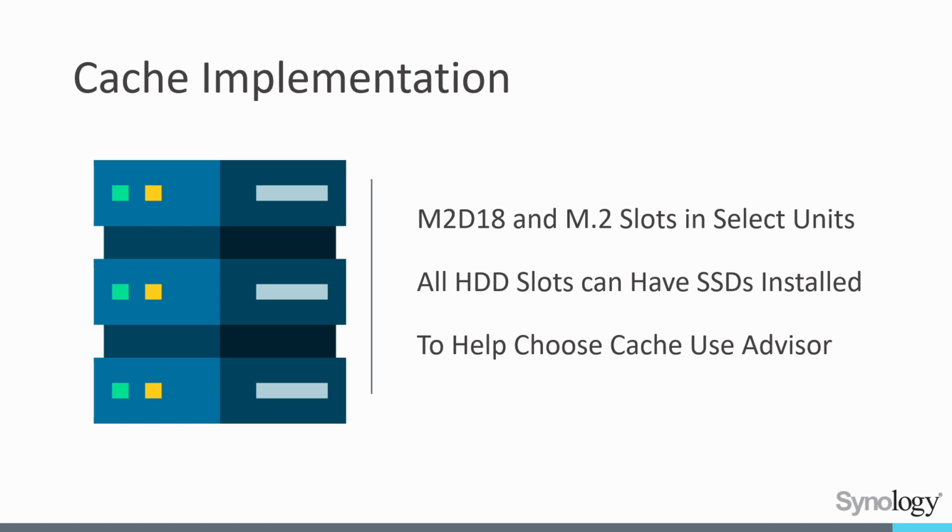That being said, you do not need to have an M2 D18 card or an M2 slot to do caching. All of our hard drive trays, those 3.5-inch form factor trays, have screw holes for SSDs directly on the tray. So you don't need any additional adapters to run SSDs directly in the front of the unit. Even if you don't have space for the M2 card, you're using an SA3400, or your PCI slots are filled with additional 10 gig NICs or something along those lines, you can still have an SSD cache utilizing one of the front drive bays right on the front of the unit.